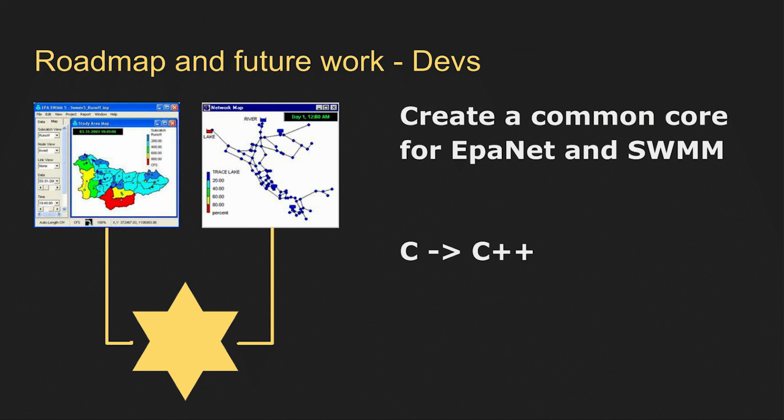So what is the roadmap and future work for this project, and where would I like to invite you? Well, I talked about API Net and SWMM. These are very similar projects at their core. They're modeling nodes, they're modeling links, they have inputs, they have time series. So a big chunk of code could be shared between these projects, and at the moment it's not like that. API Net is also on the way from moving from C to C++, so it's already moving into an object-oriented paradigm.